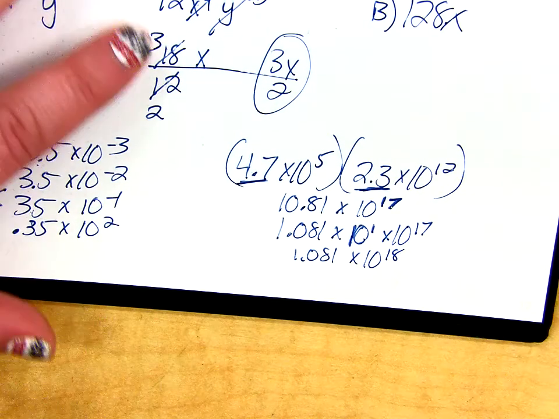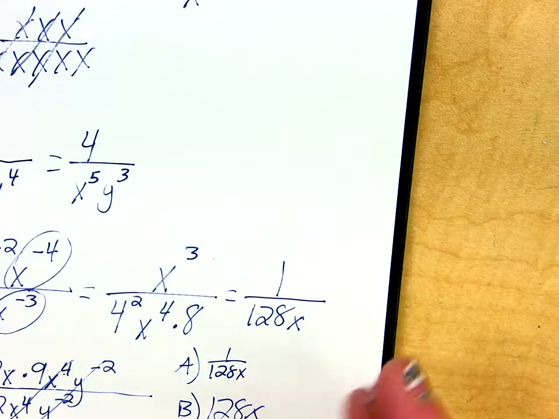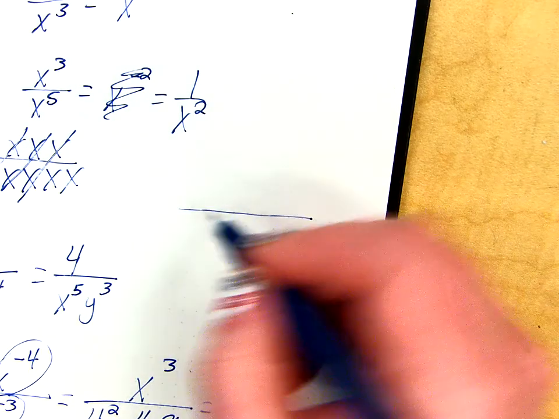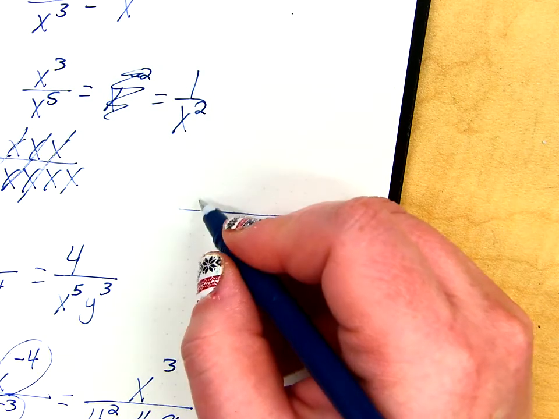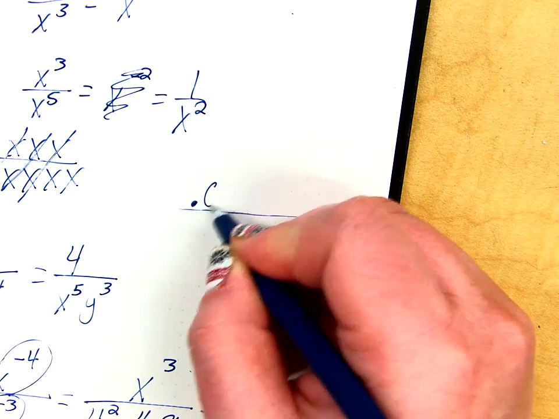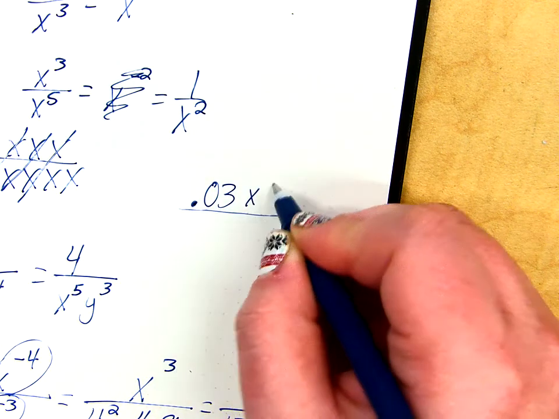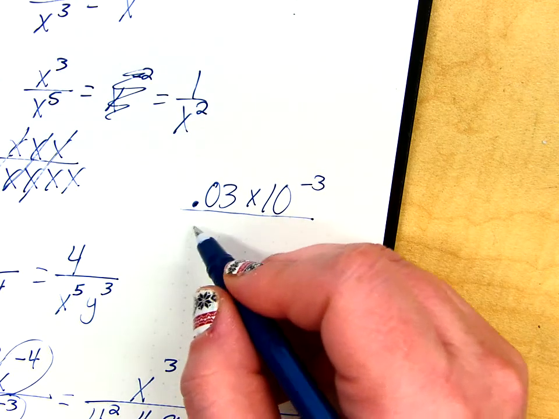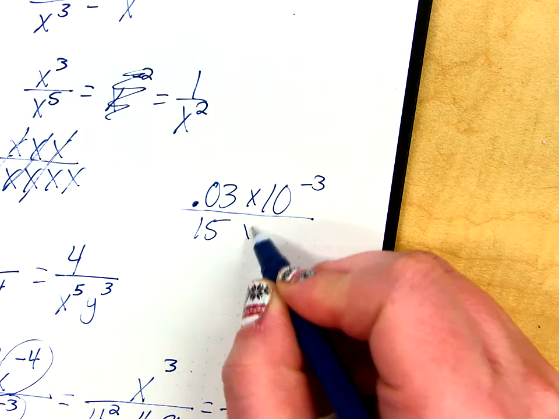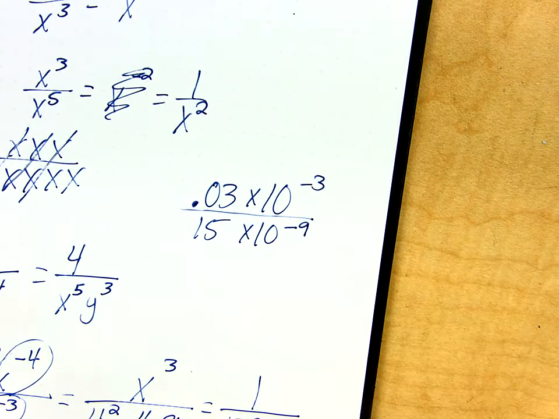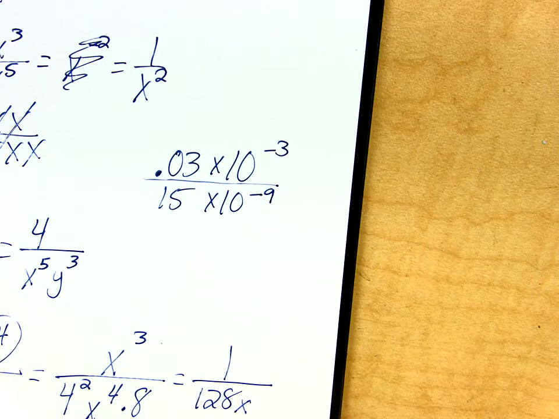Okay, let's try one more. Let's do maybe a division problem. Say I had 0.03 times 10 to the -3rd and 15 times 10 to the -9th. And you are asked to do this math and get your answer in scientific notation.